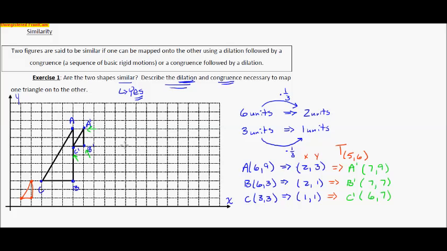Okay, so those are the things that I'm going to be expecting you to be able to do: tell me if they are similar or not, and if they are similar, what dilation, and then what translation, reflection, or rotation will get us to that second triangle or whatever shape we have. Okay?